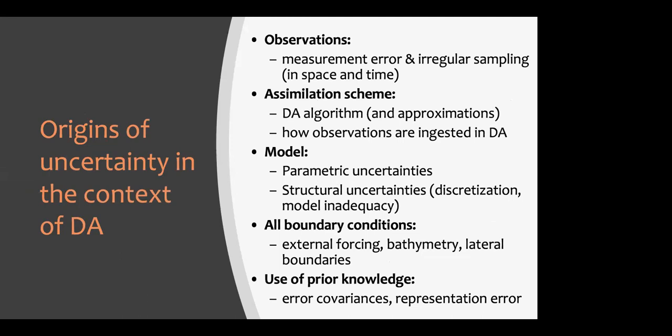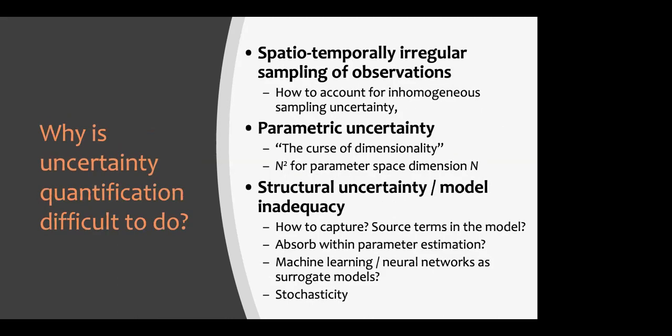The assimilation scheme itself comes with uncertainties in the approximations that we use, either, for example, for the adjoint, but also in any of the Kalman filters, which always also have to make certain types of approximations. The underlying model used for interpolation has parametric uncertainties, the boundary conditions, and so all of those we would like to capture. And of course, that comes back to how we integrate all of these different uncertainties into this current framework.